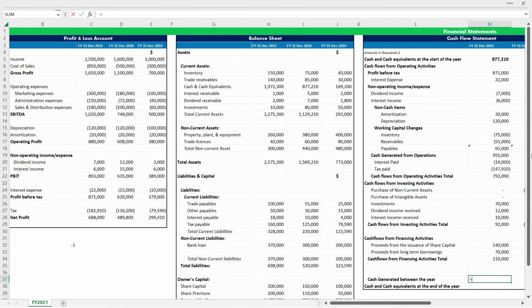And now cash generated between the year is operating plus investing plus financing, and then cash and cash equivalents at the end of the year are opening cash plus the cash generated in the year, that is 1,972,300, and that is exactly matched with my balance sheet, so I can safely assume that my workings are correct. I hope you are now quite confident with the preparation of cash flow statement.